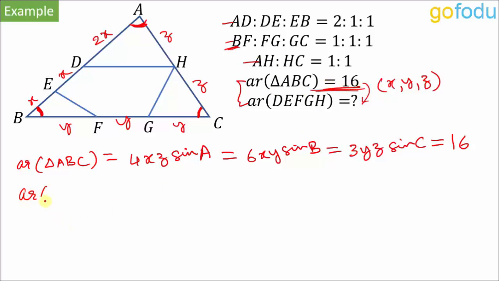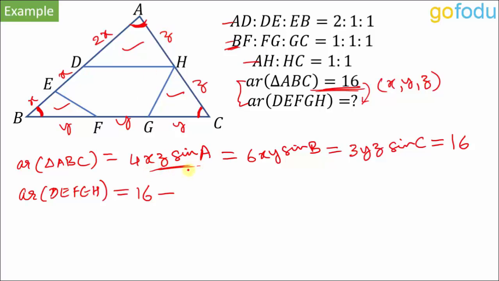Now let's find area of pentagon DEFGH. Now we don't have any direct formula to calculate area of pentagon. So what we can do is we can subtract areas of these small triangles from this overall triangle ABC. So area of pentagon will be 16, that is area of triangle ABC, minus area of this small triangle ADH. If we take this angle A, area of triangle ADH will be half AD into AH sine A. That would be half 2x into z sine A. That would be xz sine A.